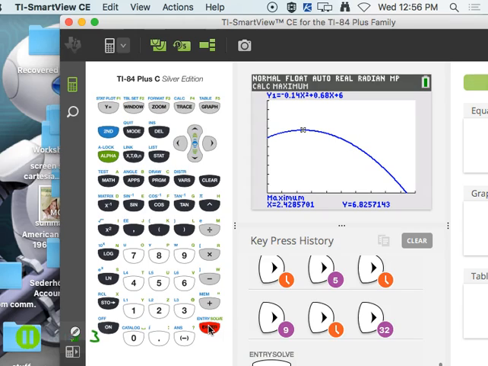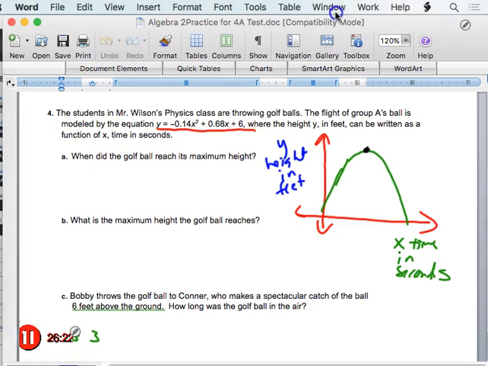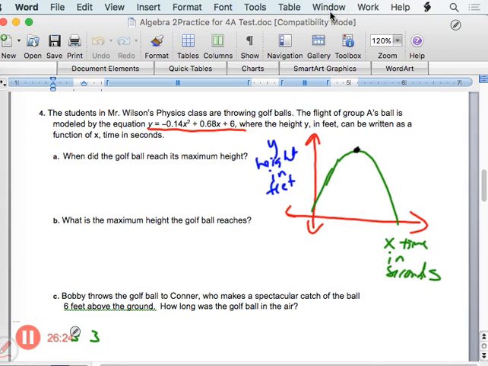So Blinky says, there's your vertex up there at about 2.4, 6.8. And now we're going to use that to answer the questions they have for us. Because right here, we know this is 2.4 and 6.8.